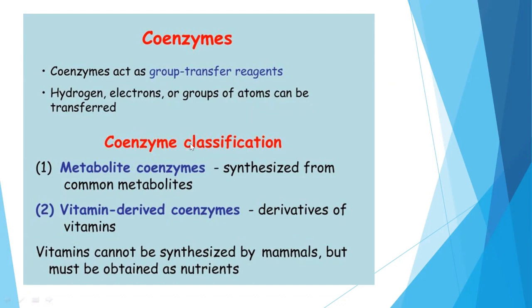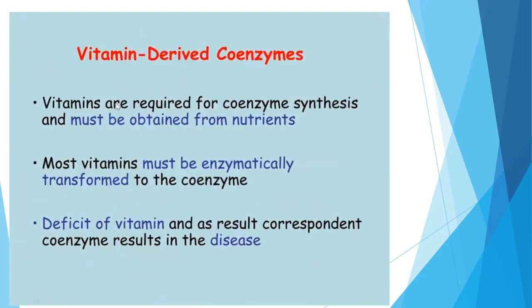The coenzyme classification: they can be metabolite coenzymes or they can be vitamin-derived coenzymes. Vitamins cannot be synthesized by mammals but must be obtained as nutrients. That's because of the coenzymes. So for the vitamin-derived coenzymes, the vitamins are required for coenzyme synthesis and must be obtained from nutrients. Most vitamins must be enzymatically transformed to the coenzyme. So a deficit of vitamin and, as a result, the corresponding coenzyme results in disease.